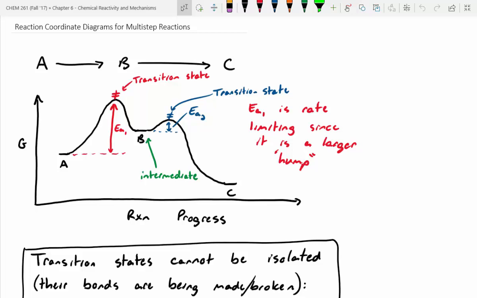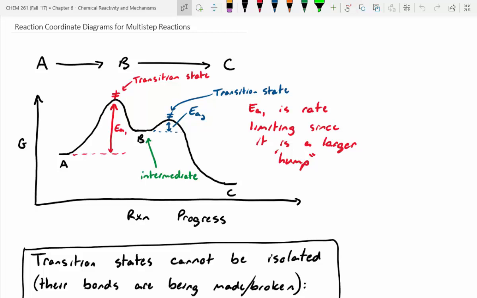All right, so last week we finished up talking about reaction coordinate diagrams for multi-step reactions. And in this example, we had A converting to B and then B converting to C. And we said when A converts to B, it goes through that transition state that I labeled with that red double dagger. That has its own unique activation energy. And then when B goes to C, it goes through a different transition state. And again, it has its own unique activation energy as well.